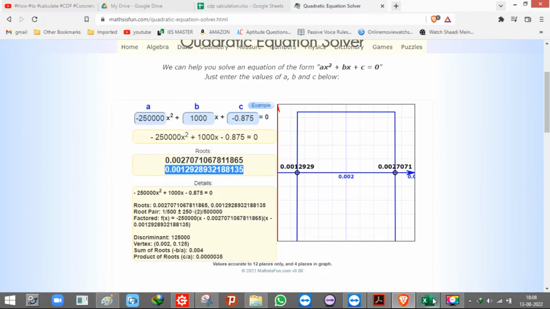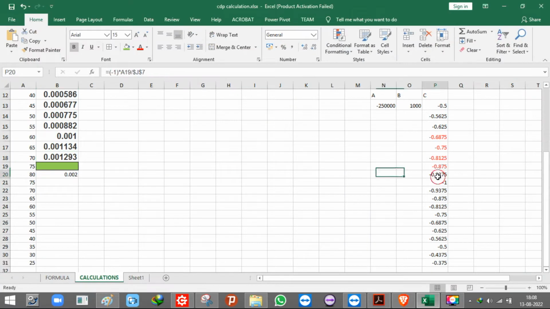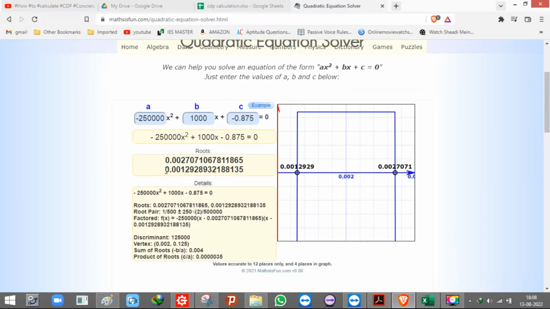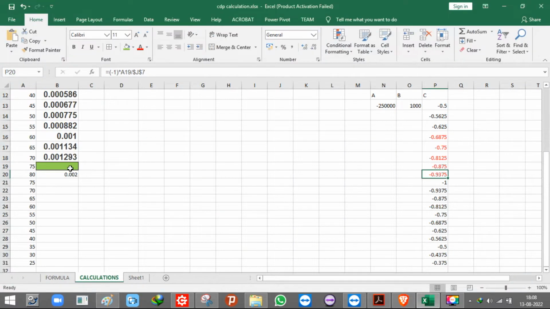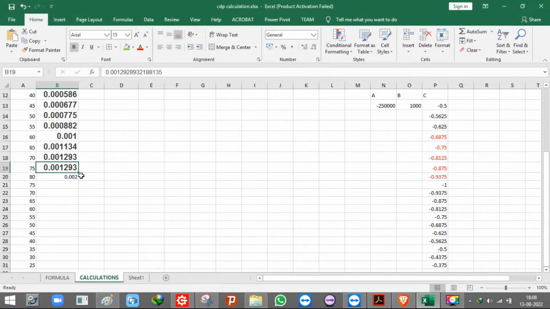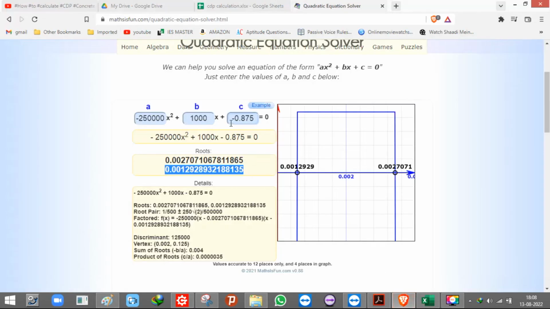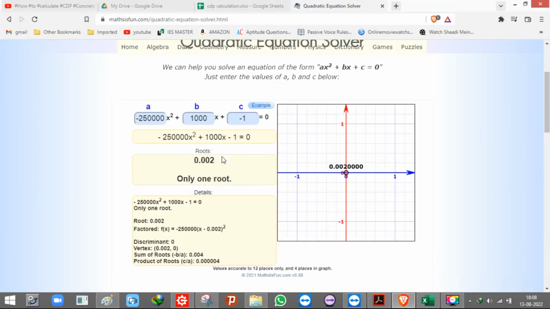You can directly make a MATLAB code also for this. Mark it red and copy it. Okay, so I've got this value. Now just check it for -1. It should be 0.002, and this is a cross check. If you are not getting this value, that means your answer is wrong. So only one root.